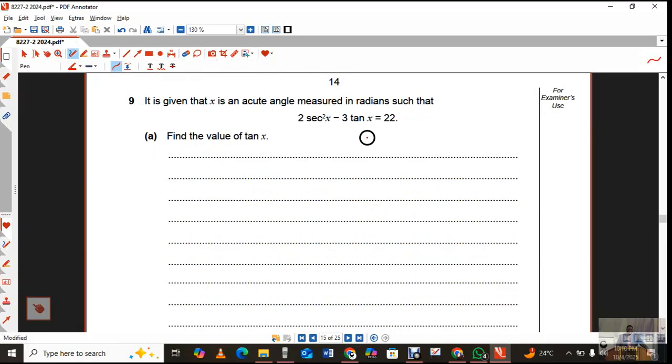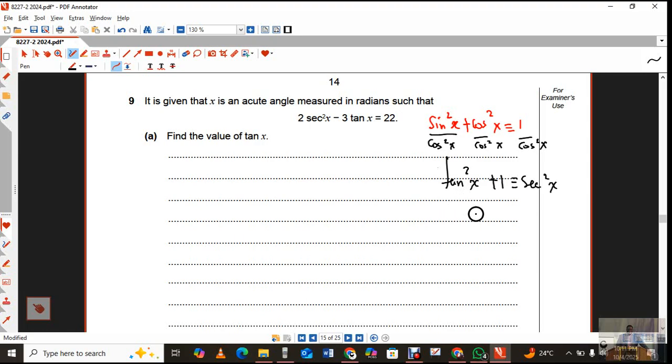Another thing worth noting, and hopefully you should notice, is that sine square x plus cos square x is identical to 1. If you divide throughout by cos square x, what you'll end up getting is tan square x plus 1, and this is sec square x because it's 1 over cos.